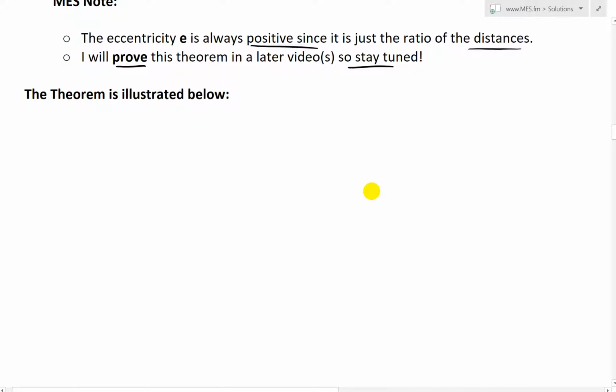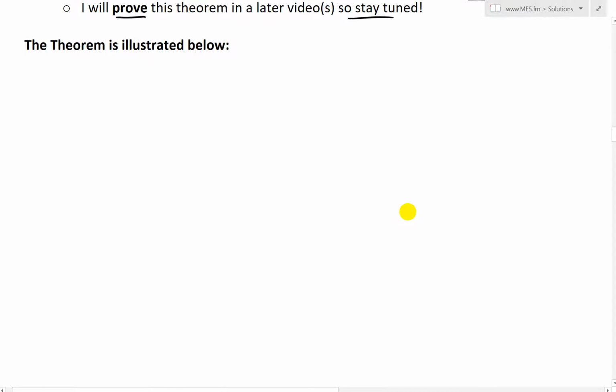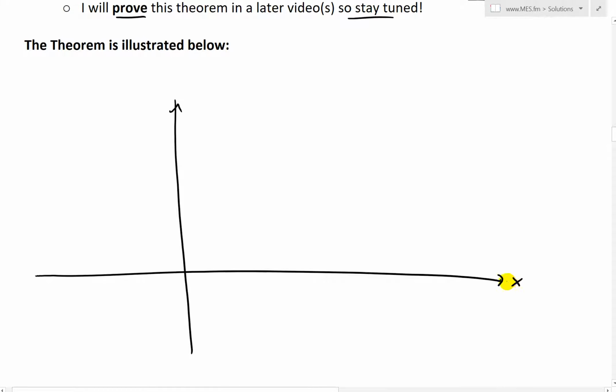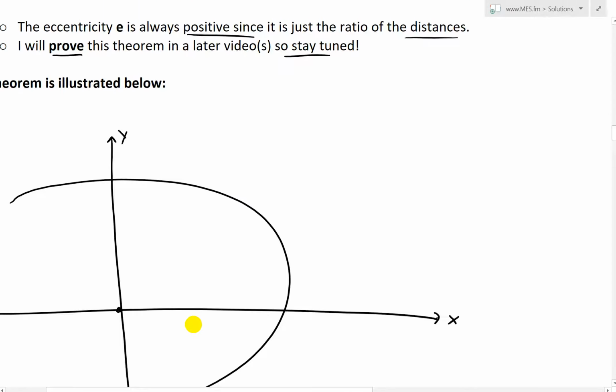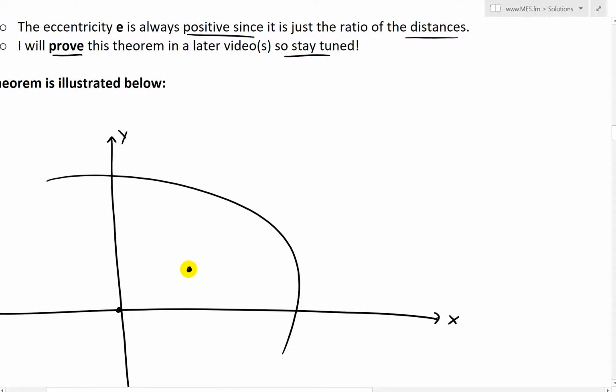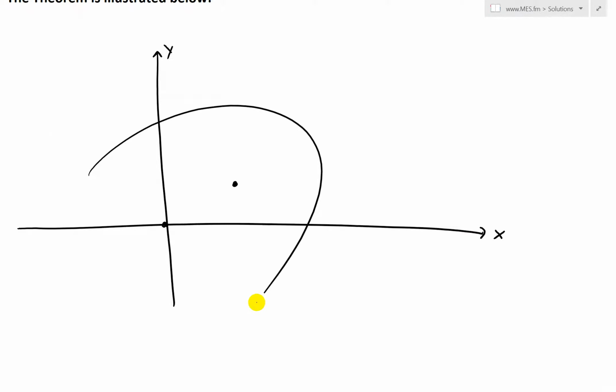And the theorem here is illustrated below, and this looks similar to the parabola. So let's write x and y. There's the x axis, there's the y axis, and there's the origin. Now let's say we have a conic that looks something like this. Let's say the focus is going to be somewhere over here. So this is the focus, and I'll call it F.